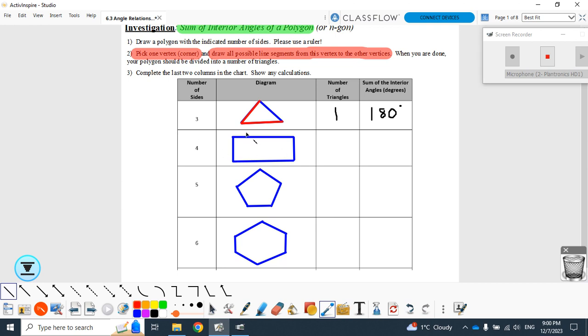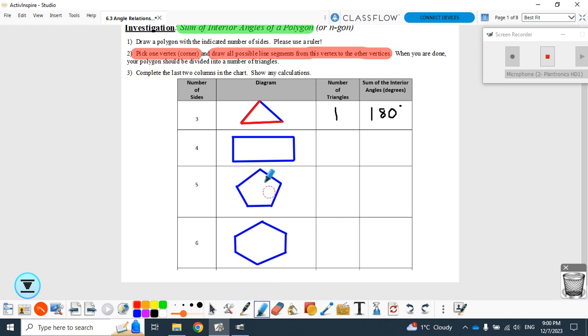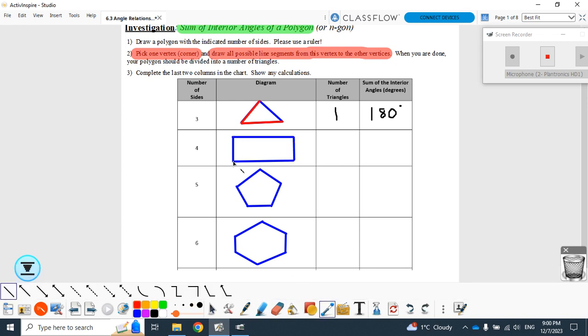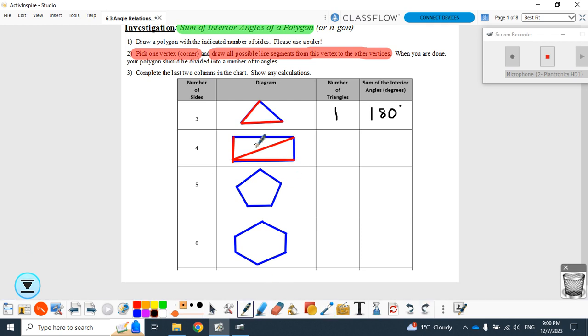But let's go with the rectangle. We're going to start in the bottom left. Now we're going to draw a line to every corner. So watch what this looks like. We draw a line straight up, then a line to the other corner, and finally the last corner. And if you notice, inside of our rectangle, you see not one, but 2 triangles.